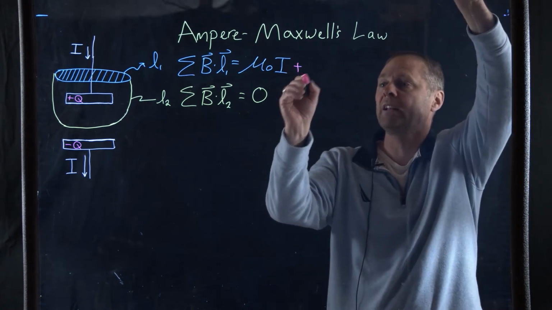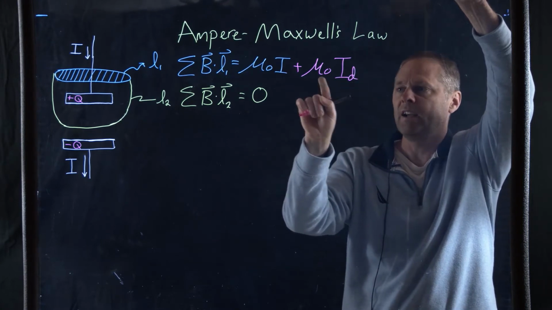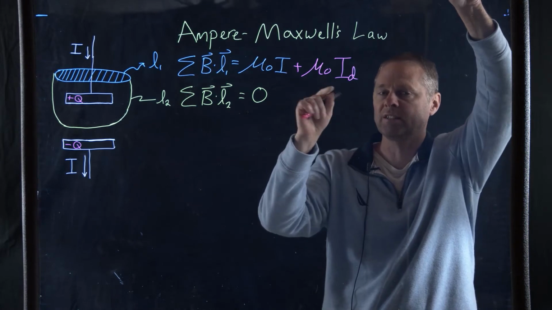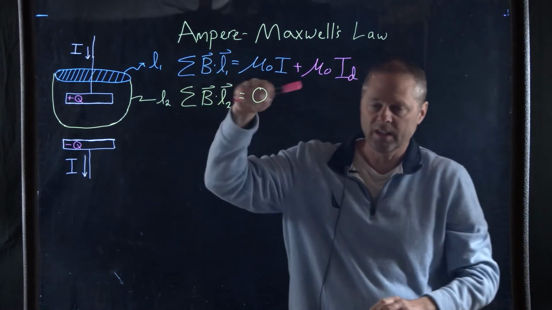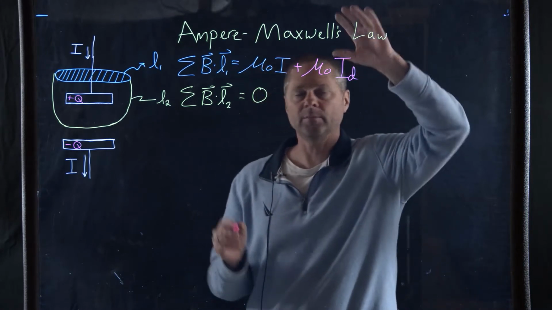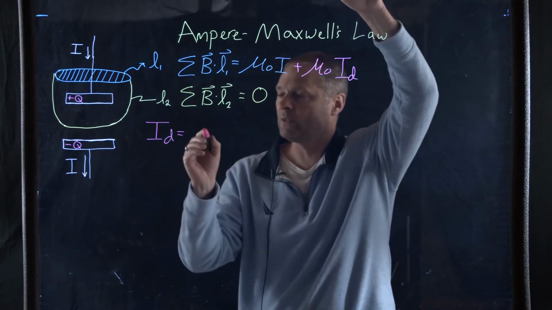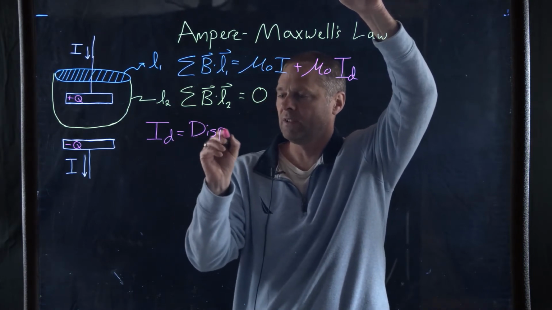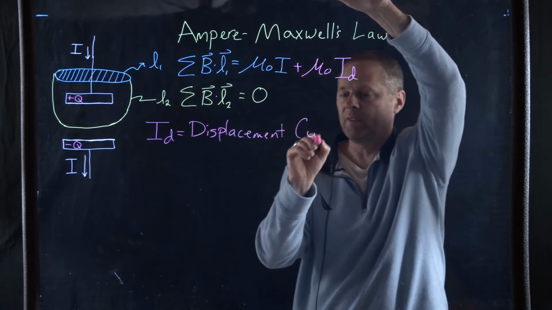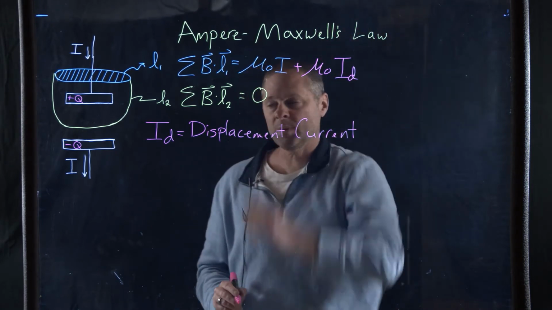Maxwell solved this by adding a term to this portion of Ampere's law. What he added was this I_D. Now this mu naught, once again, is the permittivity of free space. It's just going to be a constant. I'm not going to get into why the constants are added there. So what is this I_D? This is what's called the displacement current, and this is what Maxwell added to Ampere's law.